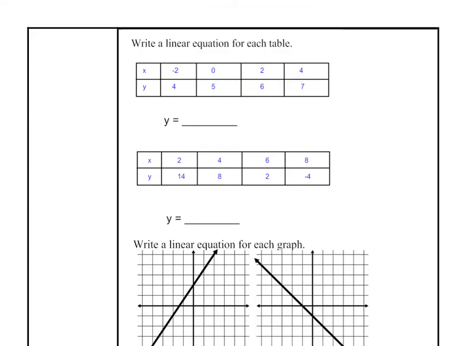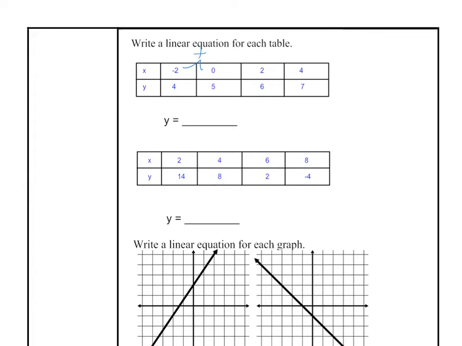Now we're going to write linear equations for the tables. We need slope and y-intercept. So to find my slope, again, I had to find my change in y over my change in x. So let's find our pattern. We only need two numbers here, so I don't need to do the entire thing. I'll just start at the beginning.